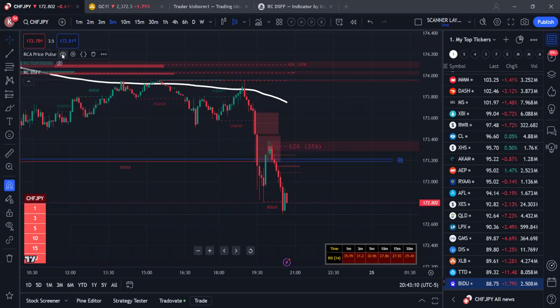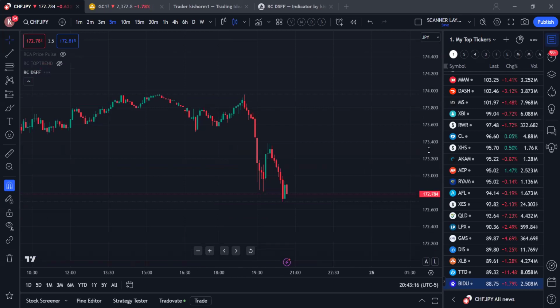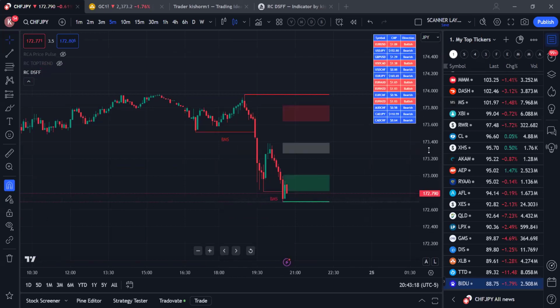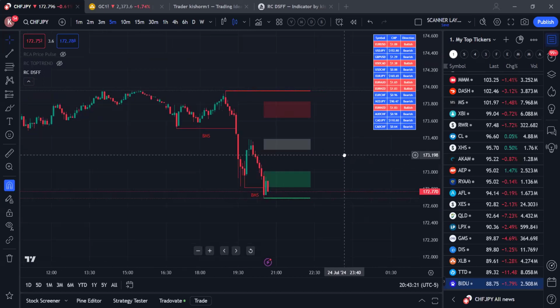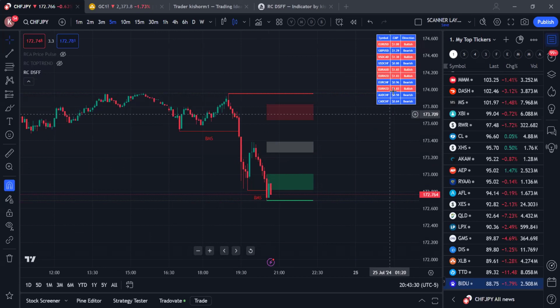So let me hide these ones first. So first let us check with the scanner, right? Whether it is a bullish ticker or bearish ticker. So overall it is a bearish ticker. Yeah, CHFJPY got refreshed already. But you can see that overall it is a bearish ticker. If the bearish ticker is somewhere here at the top, then it will show that in the orange color. If you have any bullish ticker, or let us look at 15 minutes.